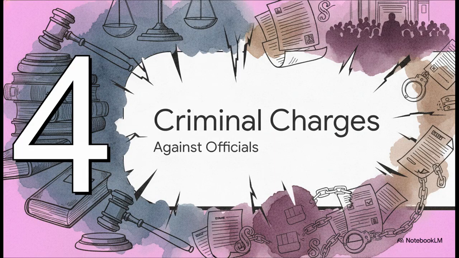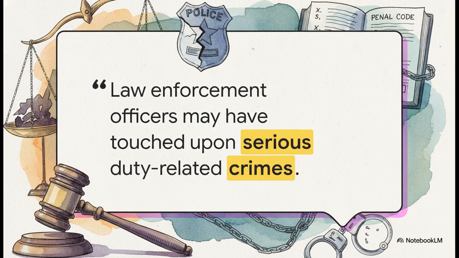Section 4. Criminal charges against officials. The AI models strongly agree that if these documents are factual, the actions of the officials go way, way beyond mere procedural mistakes. We're talking crossing the line into actual criminal liability. At this point, we are no longer just discussing administrative reviews. We're talking about severe penal code violations committed by the very people who took an oath to uphold the law.